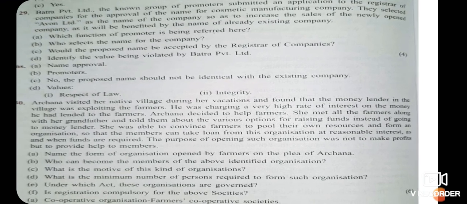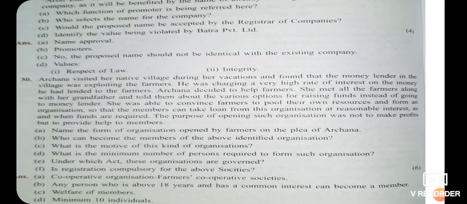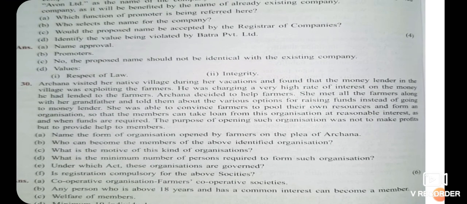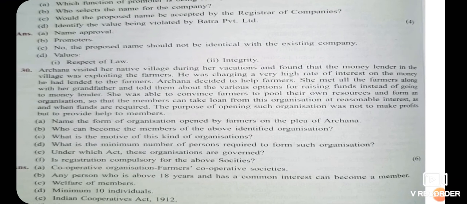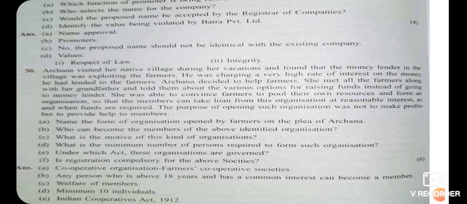Okay, next we come to the question first and then we go into the case study. Always remember, name the form of organization opened by the farmers on the plea of Archana. Who can become the member of the above identified organization?